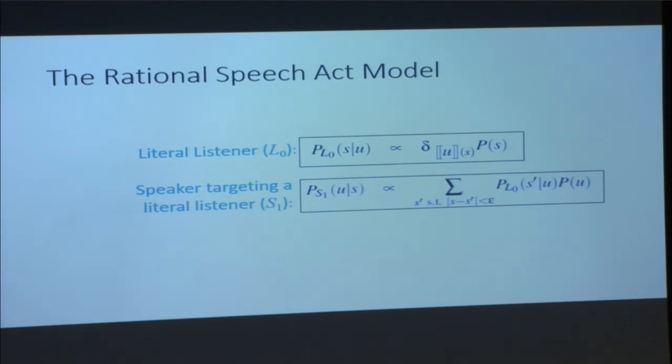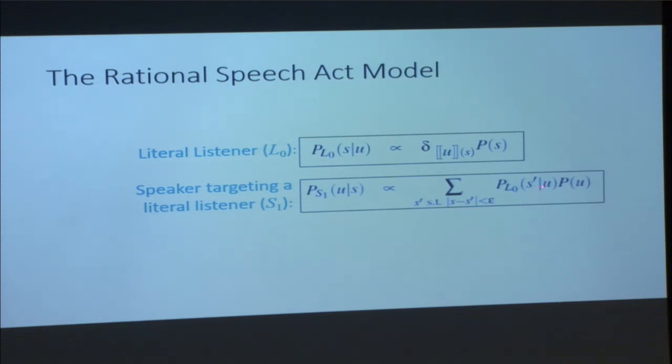For the time being, let's assume this is uniform. Similarly, this is also, we can assume, uniform over all locations. And these quantities, how would the literal listener have interpreted if I had said U? So if I had said U, what is the location that the literal listener would think it was?